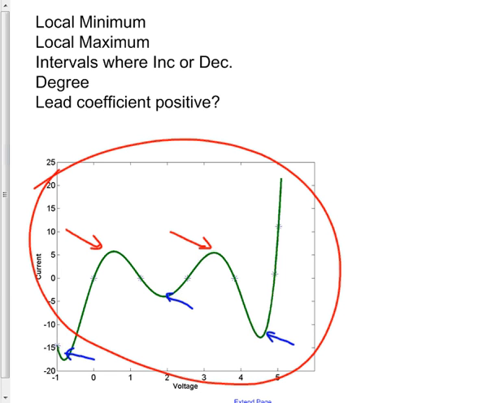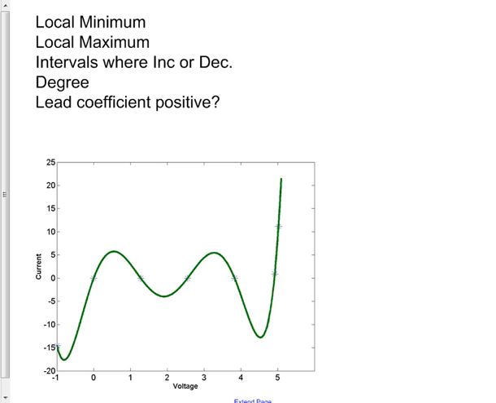Anyway, if we were talking about this graph, here's the thing that always throws kids off. They'll be like, okay, this spot here, it's not a local minimum because it's the absolute minimum. That's wrong, because that spot is really what? It's both. It's both a local minimum and the absolute minimum.